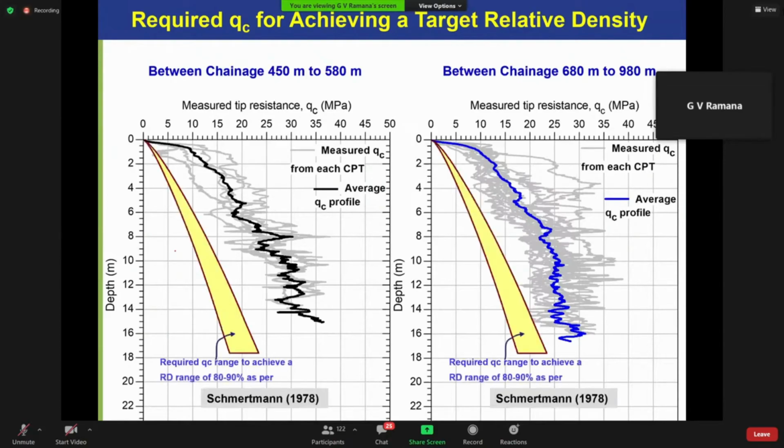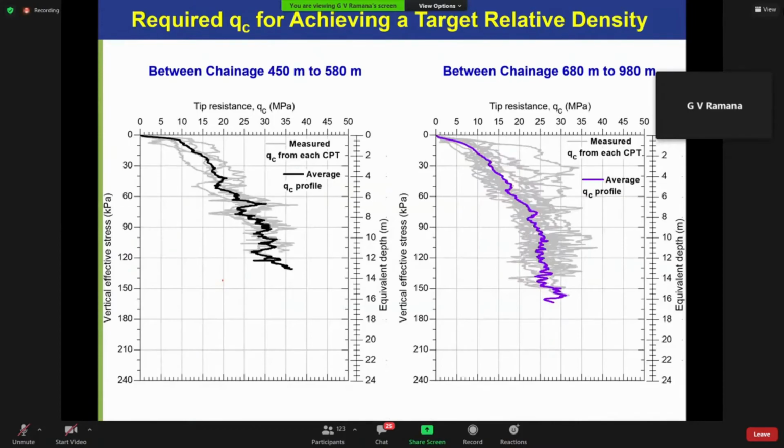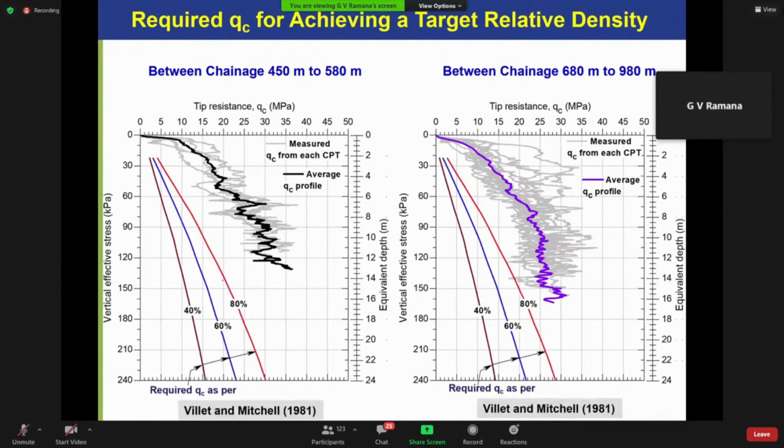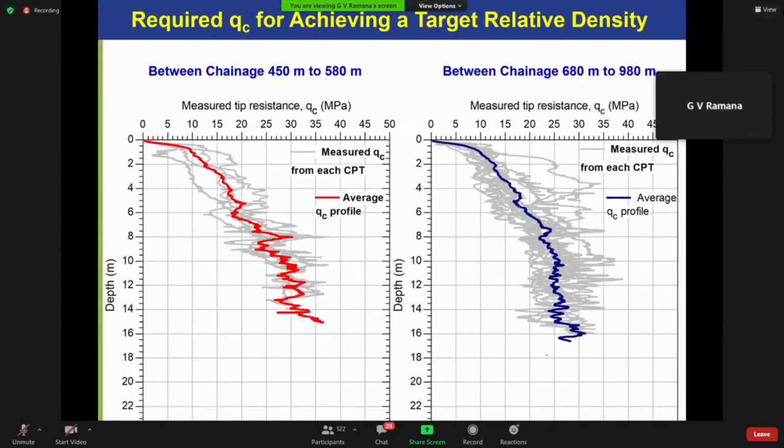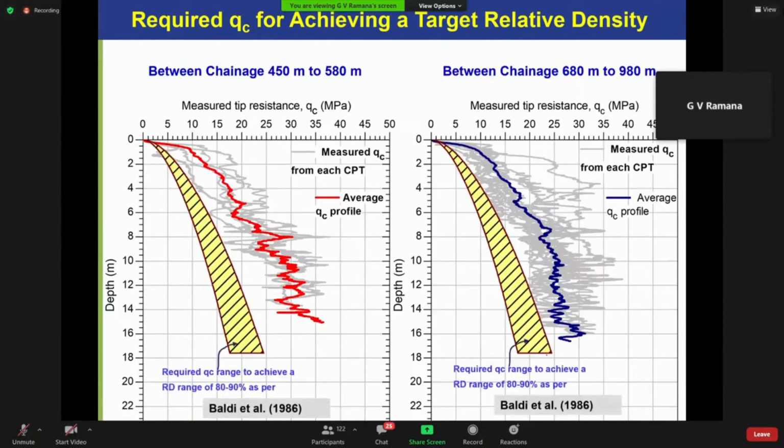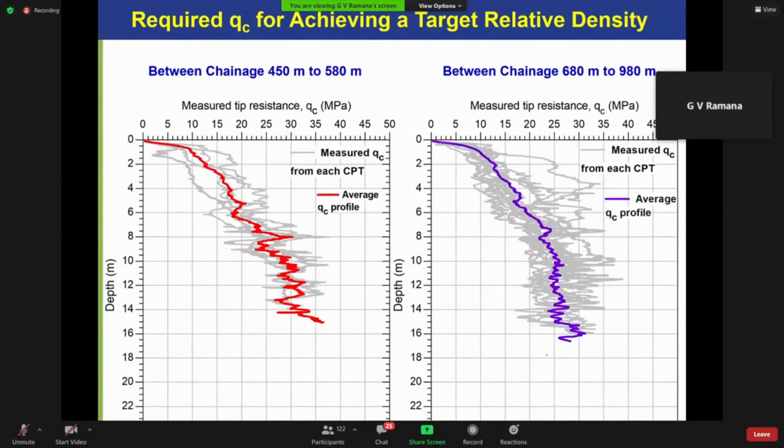Now, this is the target qc required to get 80% to 90% relative density using one of these correlations. Using another correlation, Baldi's correlation, for 80% or more, the tip resistance should be more than this. These are all the post values. So in these 2 cases, they are completely satisfying. And this is another correlation. And finally, we used Kulhawy and Mayne.